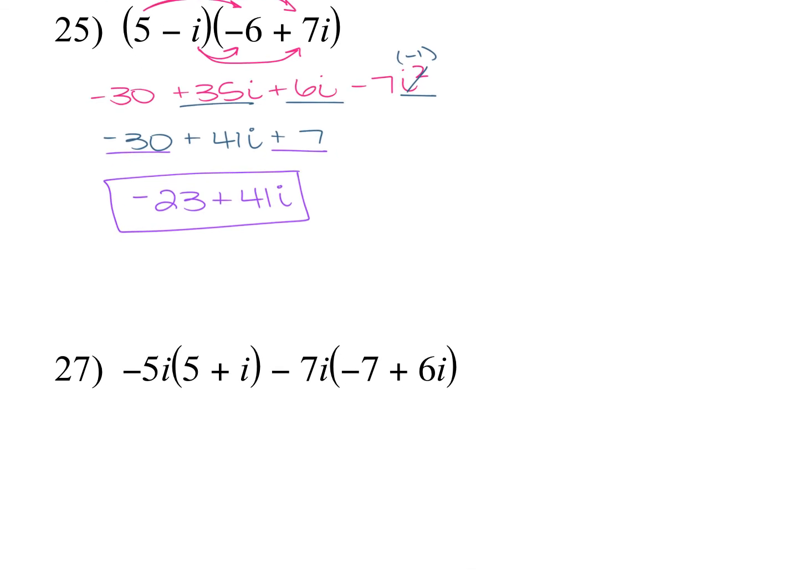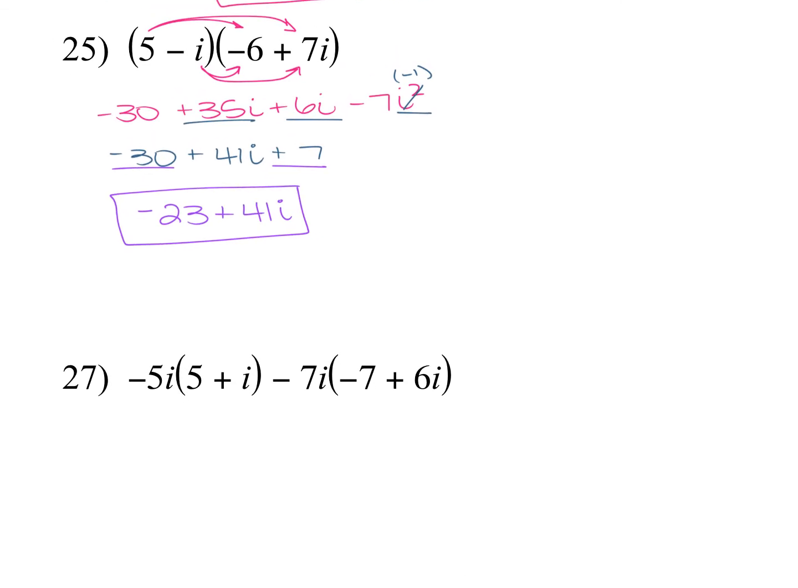For 27, we have -5i times 5 plus i minus 7i times -7 plus 6i. So we are going to distribute the -5i in, then distribute the -7i in. So -5i times 5 is -25i. -5i times i is -5i squared. -7i times -7 is a positive 49i. -7i times 6i is -42i squared. So we are going to combine like terms and simplify those i squared.